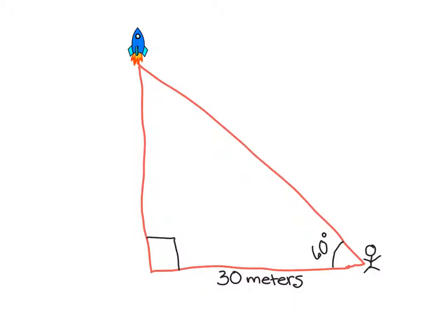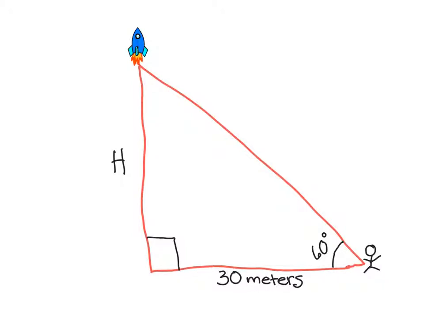Our unknown is going to be the height. So I'm going to label that with an H. And now we have enough information to calculate the height of the rocket using trigonometry. So those of you that have had geometry will understand this. And those of you who haven't had geometry are going to want to continue to watch this video.